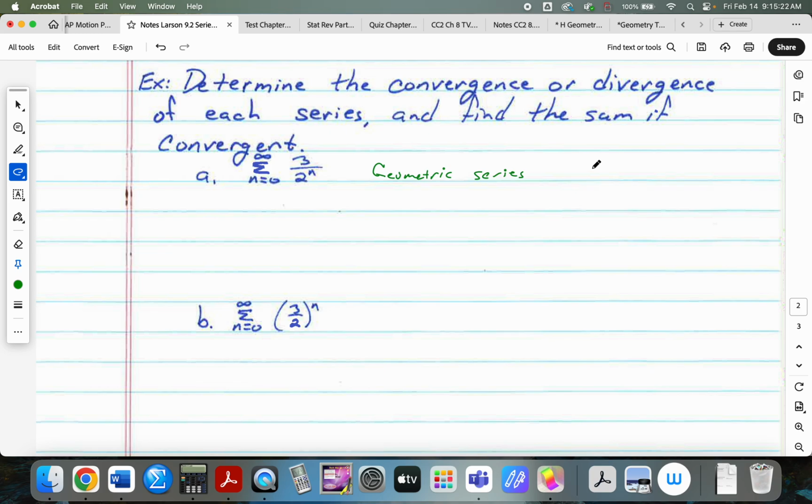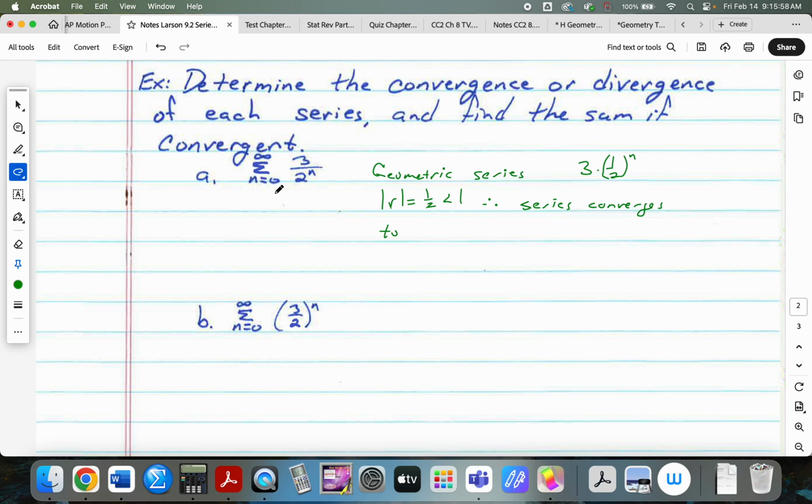You may want to rewrite it as 3 times 1/2 to the nth power. So the absolute value of r is 1/2, which is less than 1. Therefore, the series converges. And we know what it converges to. It converges to a over 1 minus r. So a is the value of the first term.